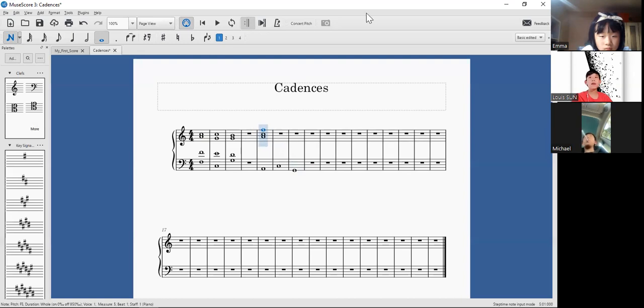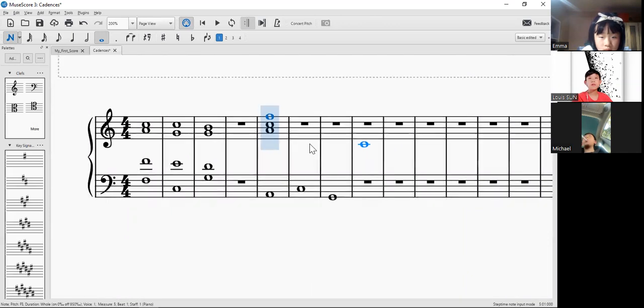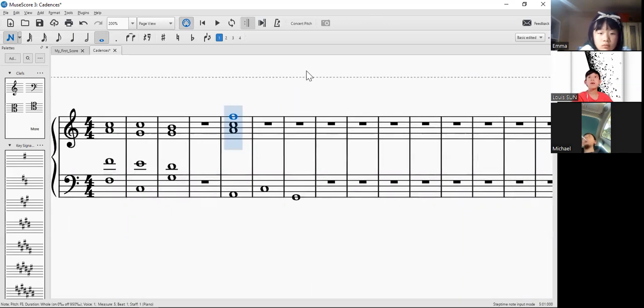That right there, I need to zoom in on this. Yeah, there we go. That's much better. Okay. So that's 4B in closed position. Let's say we choose to double the 3rd. So we choose to double C. We can put C here, F here, and the other C right here.